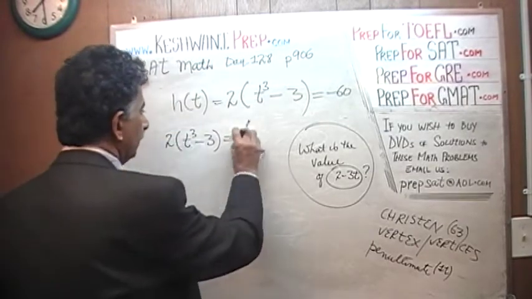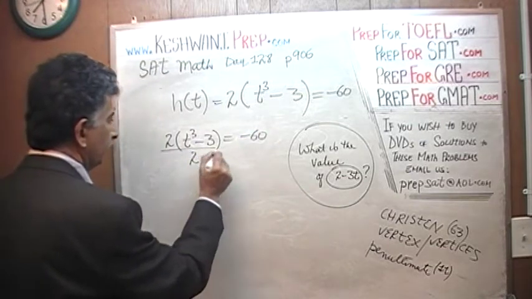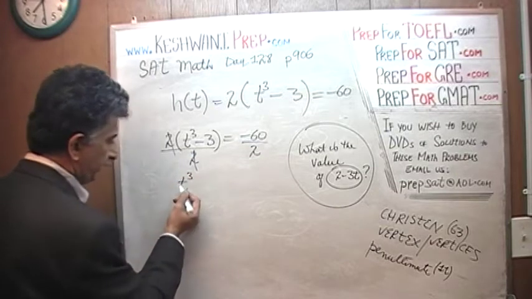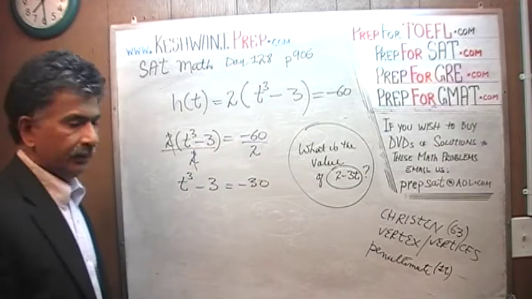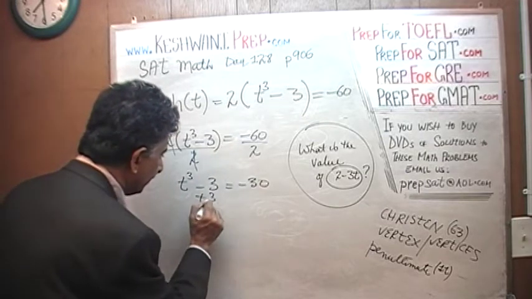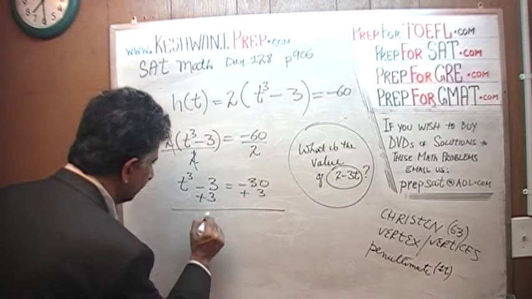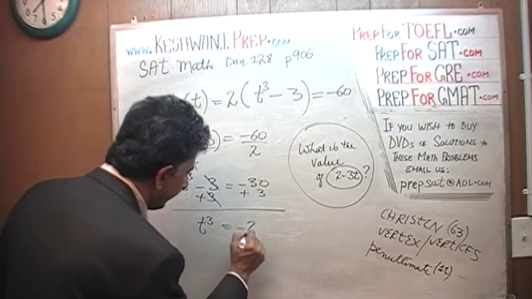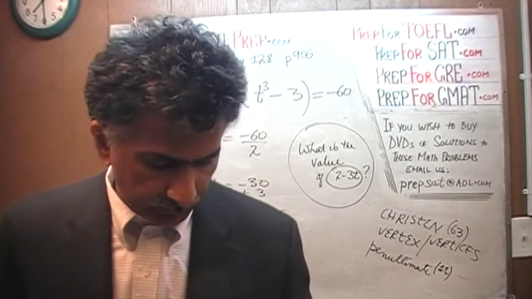It is equal to negative 60. Let's divide both sides by 2. 2 drops out and we end up with t cubed minus 3 equals negative 30. Negative 60 divided by 2 is going to give us negative 30. Let's add 3 to both sides. And we find that t cubed, negative 3 and a positive 3 is going to drop out. T cubed equals negative 27.